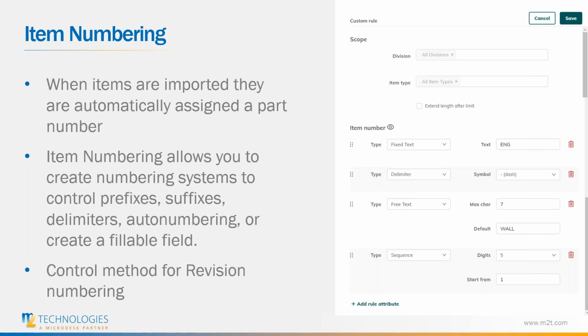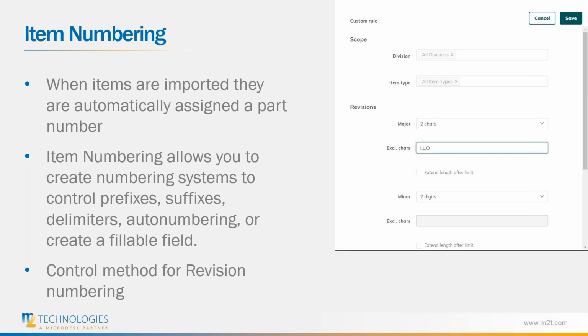Within our item numbering settings, we also have the ability to change our revision number settings. So these have a few different options, including 1 or 2 characters or 1 or 2 numbers, as well as the option to exclude characters. So any characters that might get confused for others can easily be excluded.